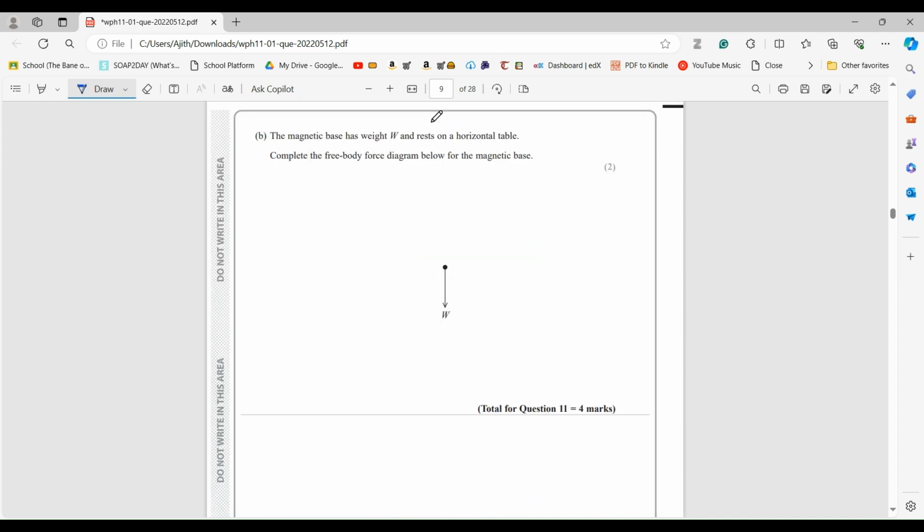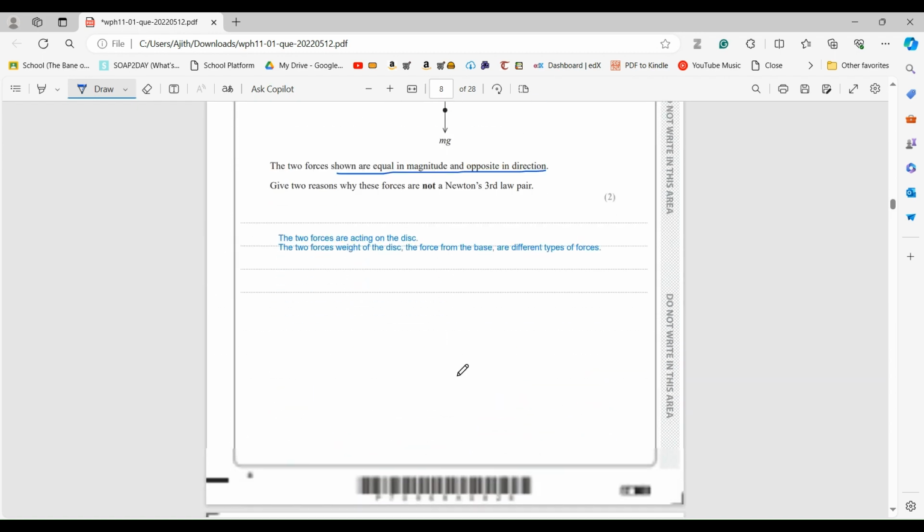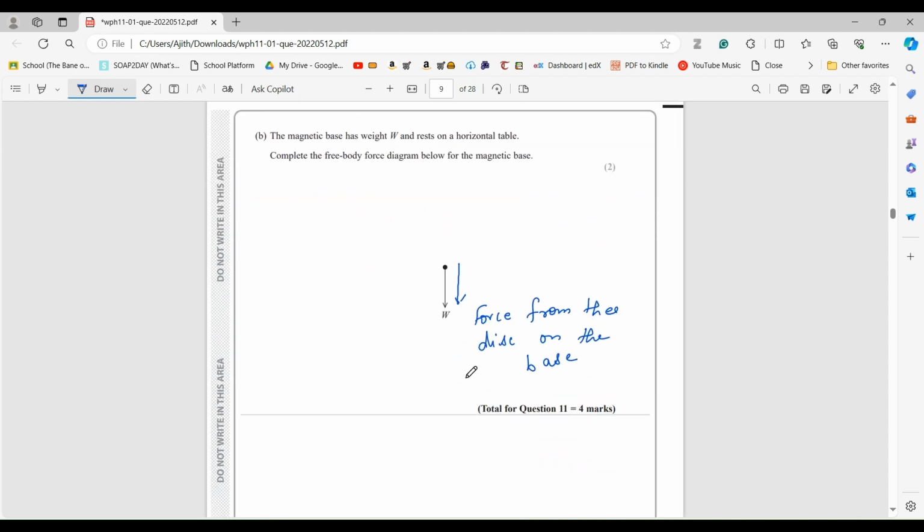So along with W, you will have another force which is acting in the downward direction. This will be the force from the disk on the base. Now we know that this base is stationary. So there are two downward forces, and there should be one upward force acting on the base. This upward force will be the reaction force.